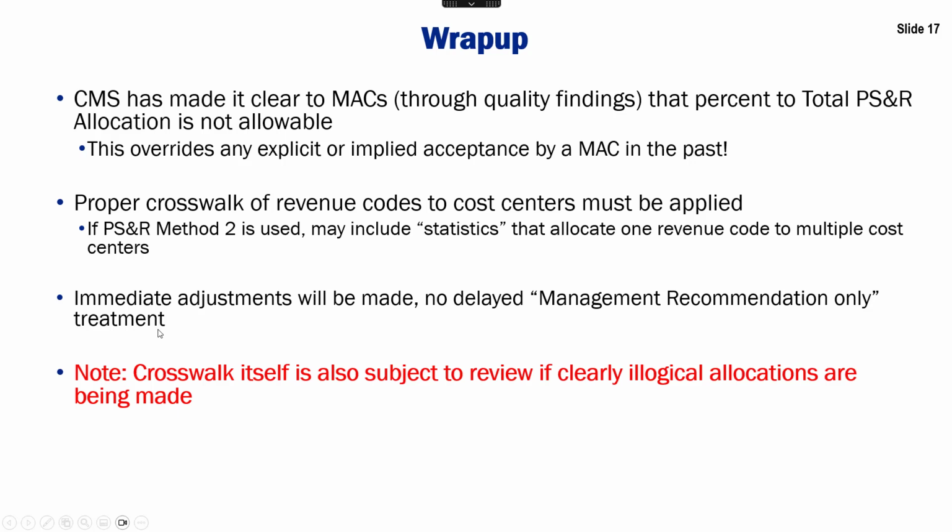Now, the other thing is this has to be an immediate adjustment. We cannot delay this and do some management recommendation only treatment for a year or 2 or 3. It has to be applied immediately. The provider would have had a crosswalk at the time they filed the cost report. We need to see what that crosswalk is and be able to reapply that. The other thing I just wanted to reiterate is that if there is something very illogical in that crosswalk, trying to allocate a certain revenue code to a completely unrelated cost center, then that might be subject for review as well. So just wanted to stress that point.